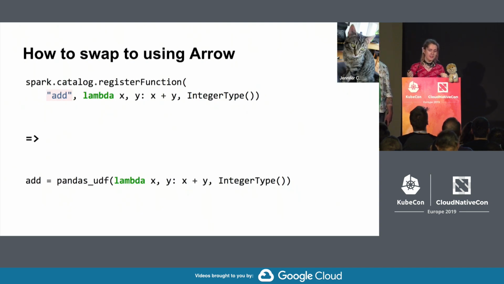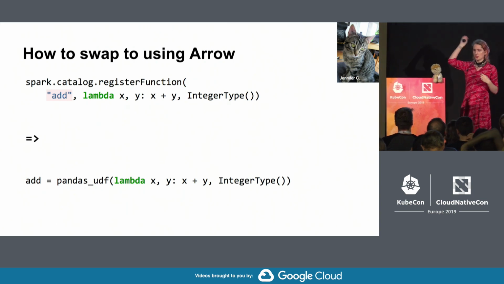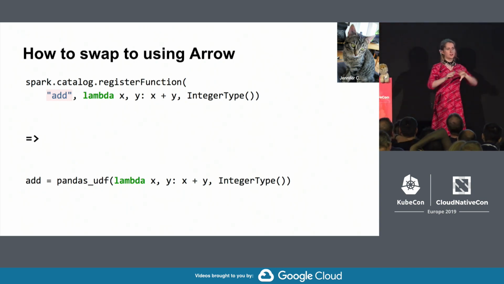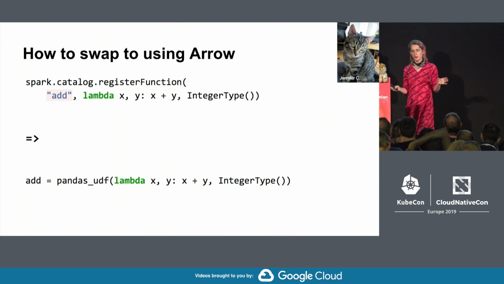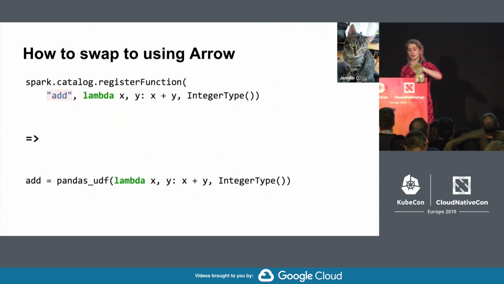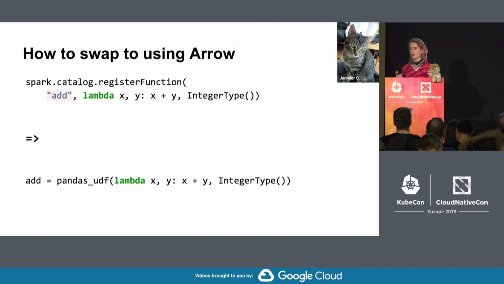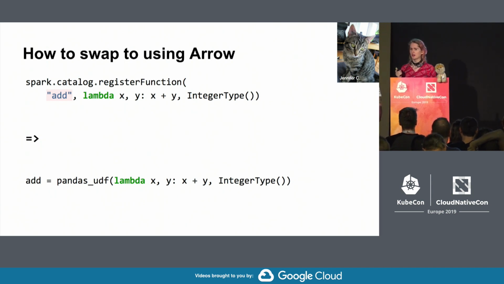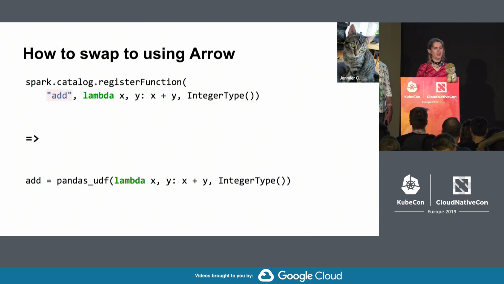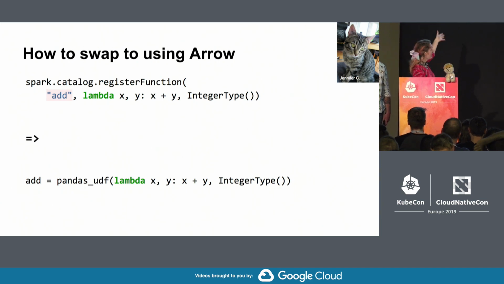And it's actually pretty easy to swap this kind of code around. Inside of Spark, we'll see things like spark.catalog.register function, and that's just saying, here's my special Python code that I want to call. And if we want to use Arrow now, all we do is we use this thing called a pandas UDF, which is actually not pandas UDF. I don't know why we called it that. But we use this thing called a pandas UDF, which is actually an Apache Arrow UDF. And we give it the same function, more or less, and we give it a return type.